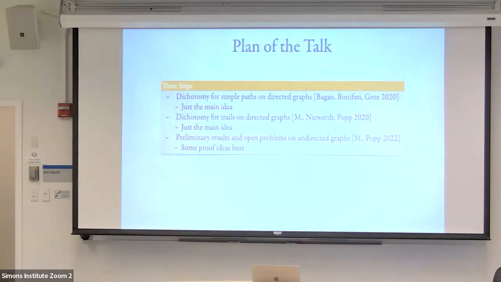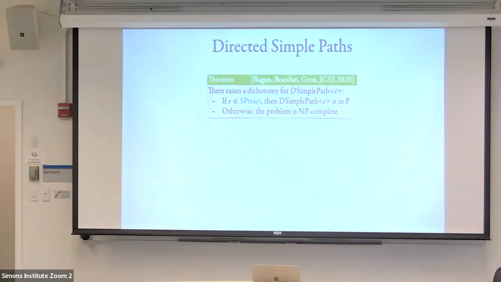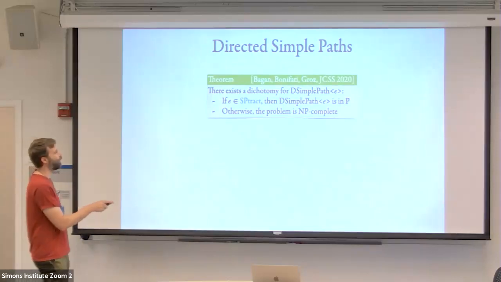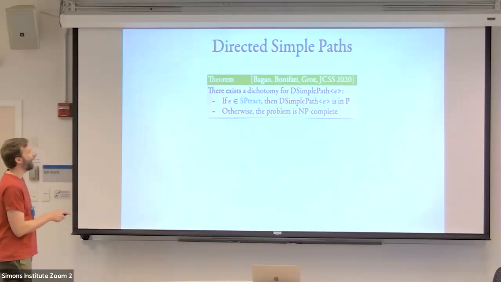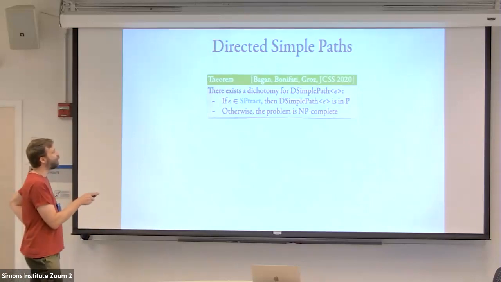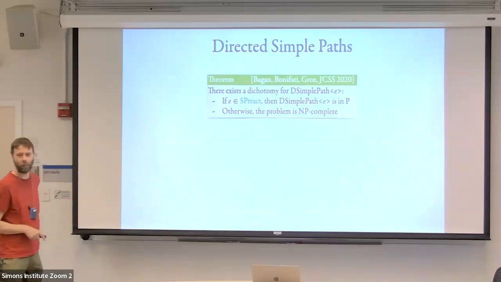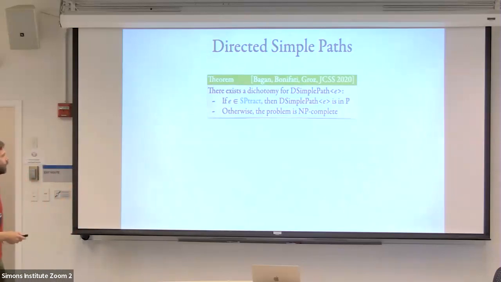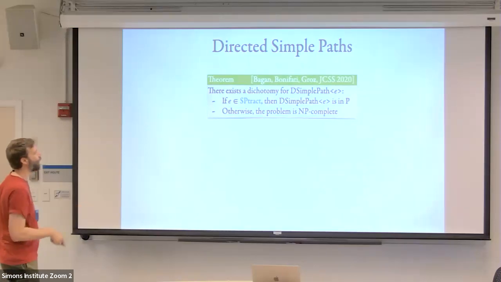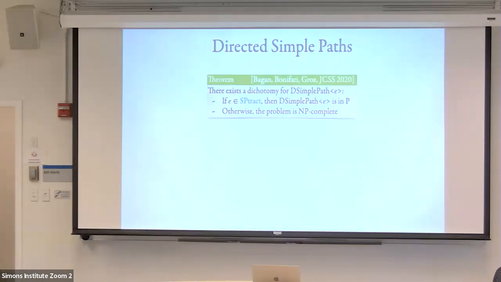Okay, so let's see where we go. For the directed case and simple paths, what's the main result there? This is by Bagan, Bonifati, and Groz in PODS 13, and then there was a journal version in 2020. They showed that there is a dichotomy for these kinds of problems, depending on the expression E you plug in. They say that if this expression E is in some class that they call SP-tract, the tractable class for simple paths, then the problem is in P, and otherwise these problems are NP-complete.